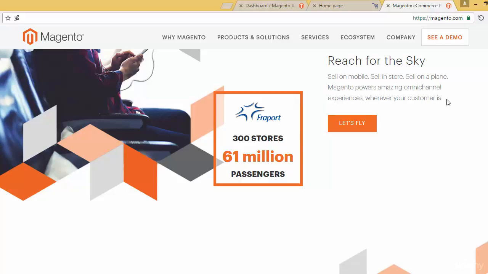Number two is B2C, which stands for business to consumer. This transaction is between business and consumer. In this type, merchants sell products to consumers through shopping cart software.